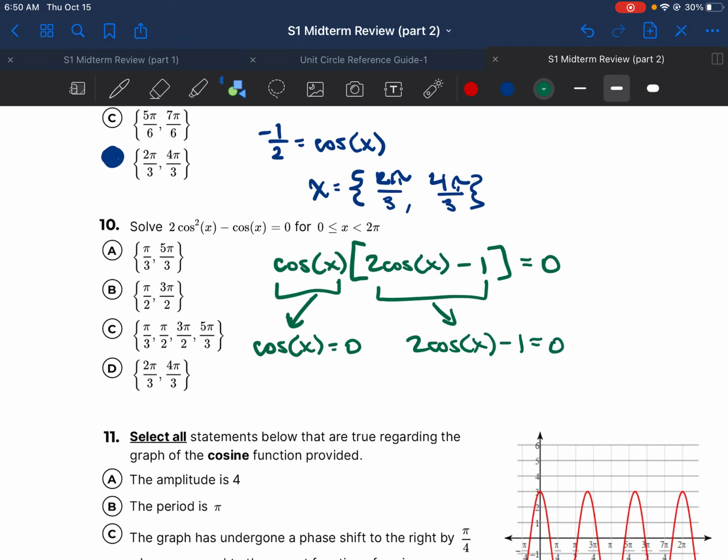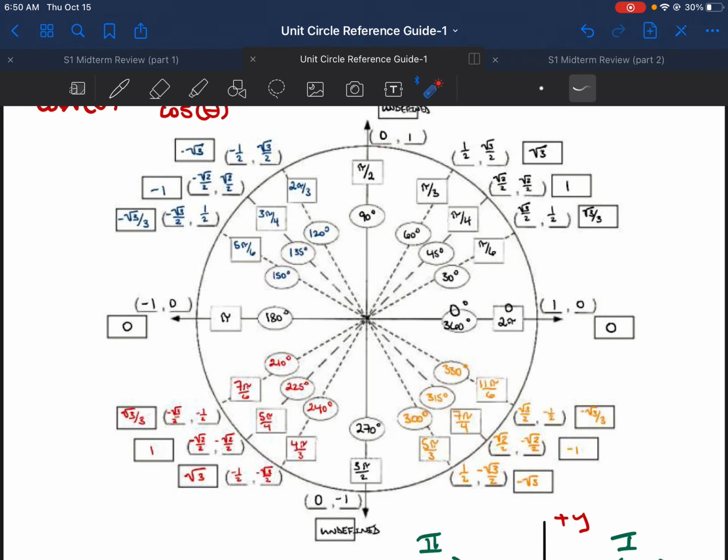Set these equal to 0, and essentially we have 2 separate problems that we need to solve, and we'll collect their answers. So the first part, we need to find where is the cosine of x equal to 0? Well, the cosine of x is equal to 0 at pi over 2 and at 3 pi over 2.